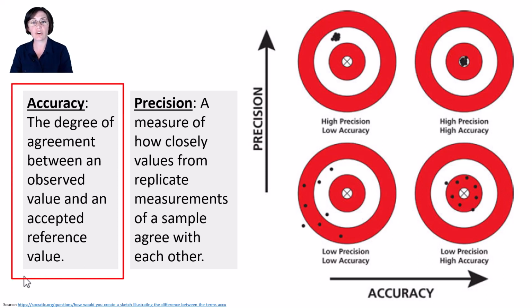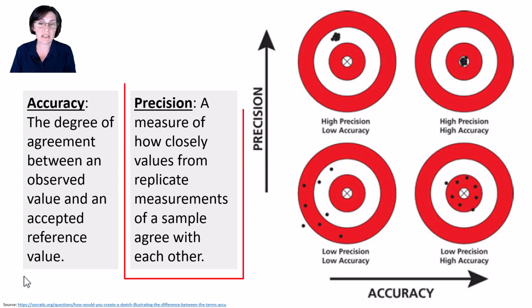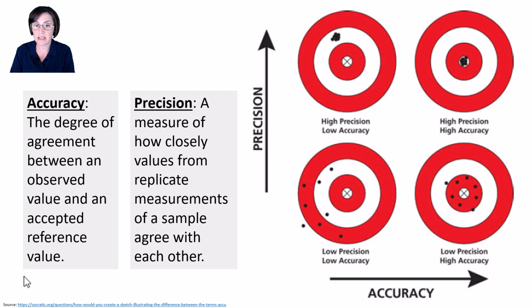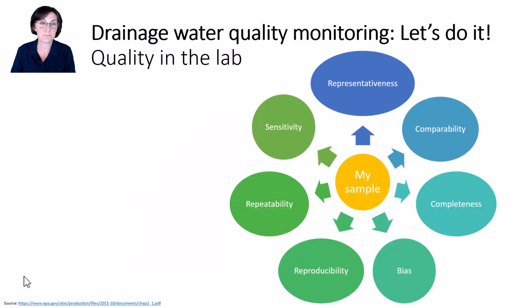Accuracy is the degree of agreement between an observed value and a true value, whereas precision is an indicator of how closely replicates match. In the lab, we use check standards, for example, to assess accuracy, and duplicate samples to assess our precision. Accuracy and precision are the two most common terms associated with data quality, but they are not the only terms.